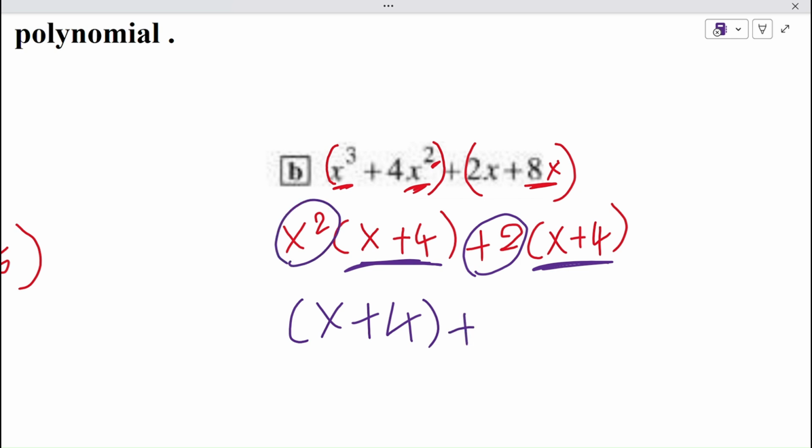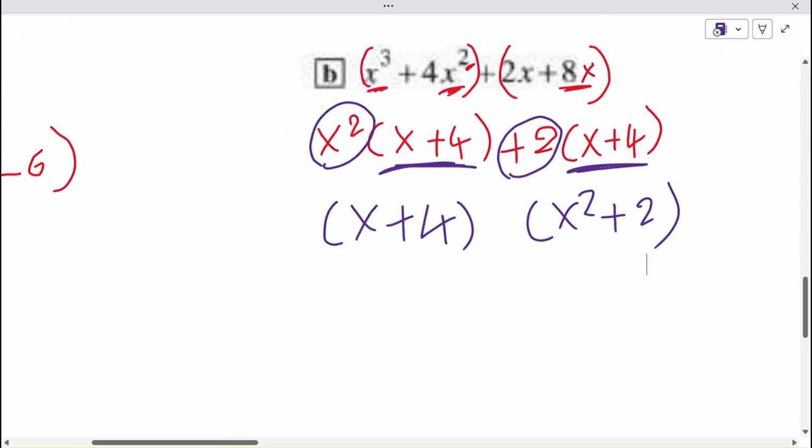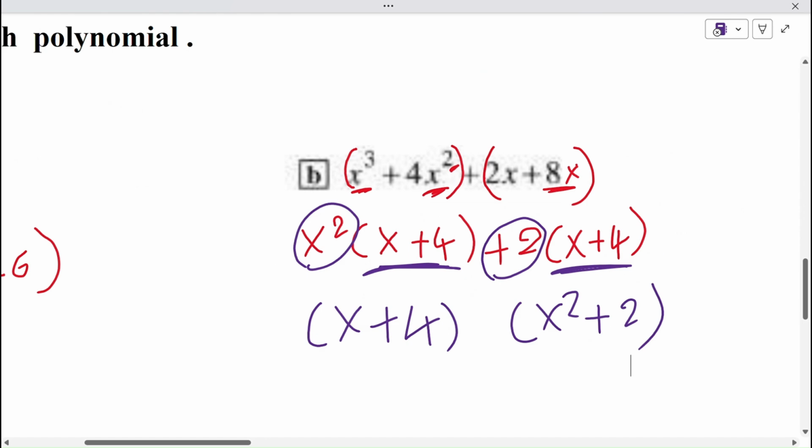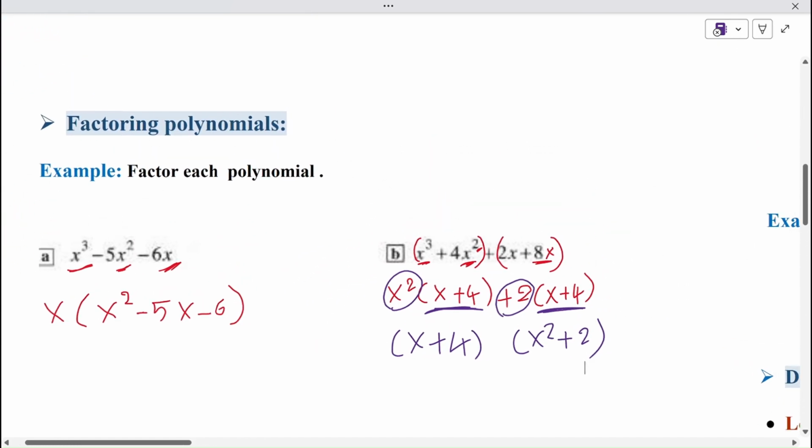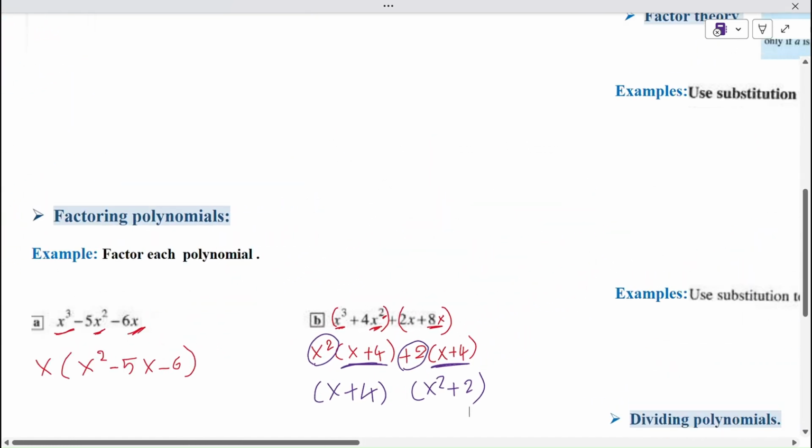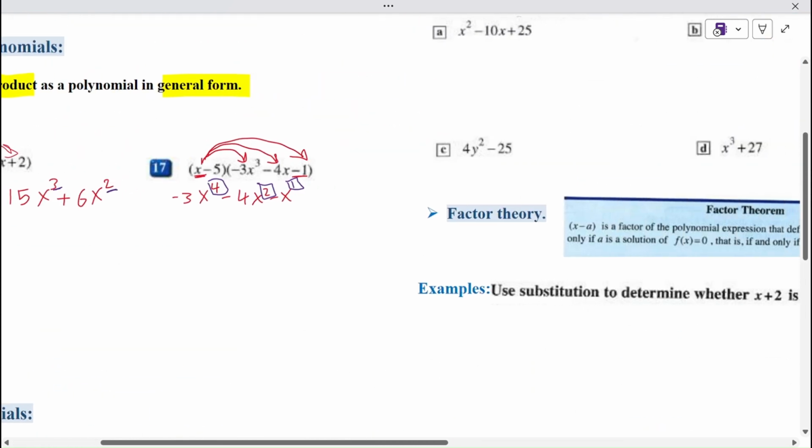Plus, x to power 2 plus 2. So this is our, sorry, don't write plus here. This is our factor. This is about factoring and multiplying polynomials.